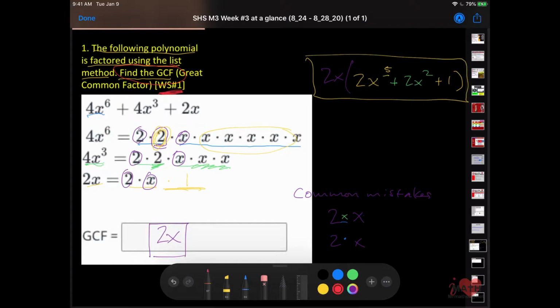How do you check your answer? You can distribute. 2x times 2x to the 5th would be 4x to the 6th. 2x times 2x squared would give you 4x to the 3rd power. And then 2x times 1 would give you the 2x. So that would be question number 1.